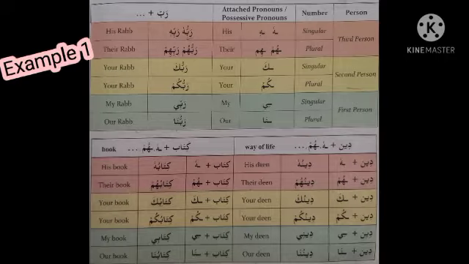The second thing, in third person, the plural will be hum or him, with dhamma or kasra, pesh or zair, there. And the example will be Rabbuhum, Rabbihim. The meaning is their Rabb.